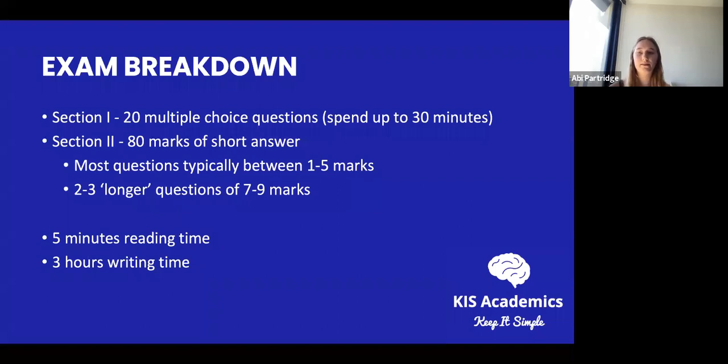In the reading time, it's a good idea to look through the whole paper, and make sure you look at the questions at the end so you have an idea of what you're going to have to answer when you get to the end of the paper. And then go back, and if you have time in the reading time, which isn't that long, you can start thinking about the multiple choice questions, not actually writing anything down, but you can start thinking about them.